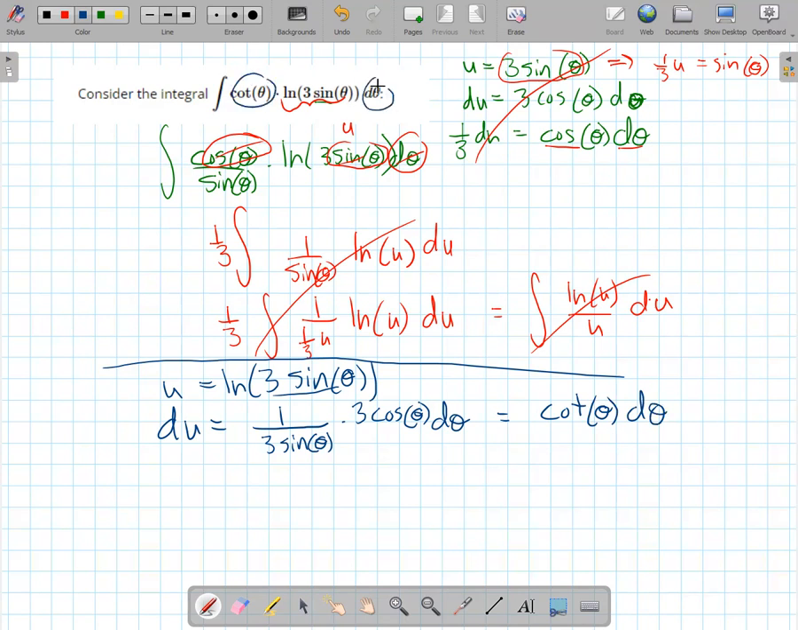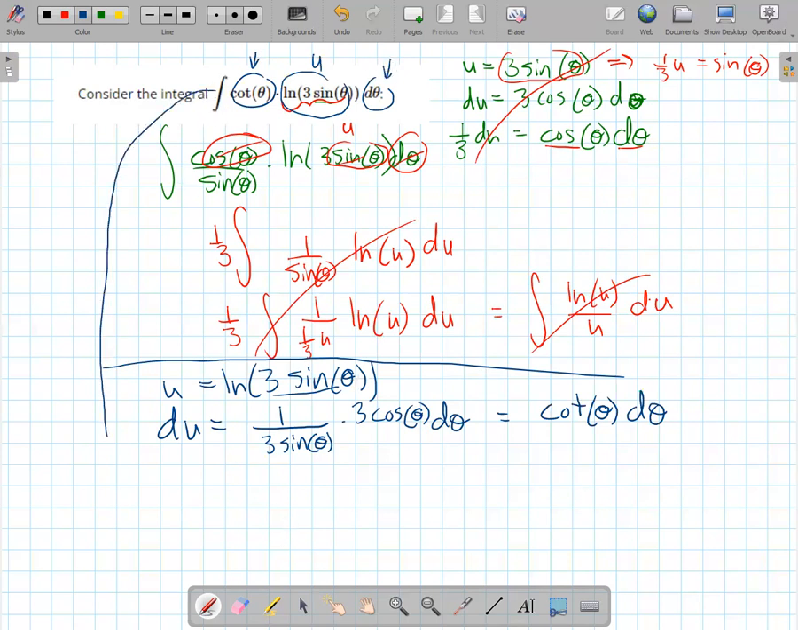Okay, so this happens often to me. I think I know what the substitution is. I try it and stuff goes to hell. That wasn't too bad, but all right. So now I have a substitution that's going to work. So here is now my u, and the cotangent combined with the d theta is my du.